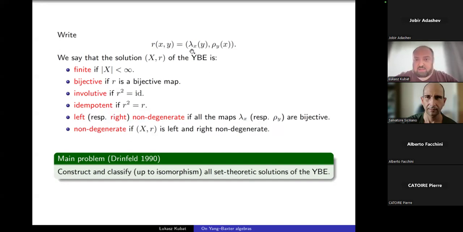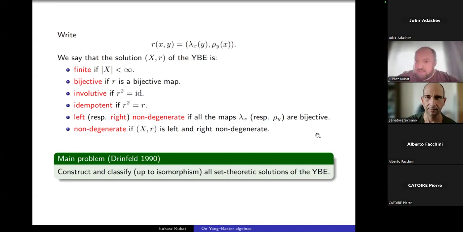And there is also one more natural condition that will allow us to work with permutation groups, the condition of non-degeneracy. For example, if all the lambdas, so the left components of our map, are bijective, then we say that our solution is left non-degenerate. Similarly, if the rhos are bijective, then our solution is right non-degenerate. And if it is both right and left non-degenerate, then it is simply called non-degenerate.